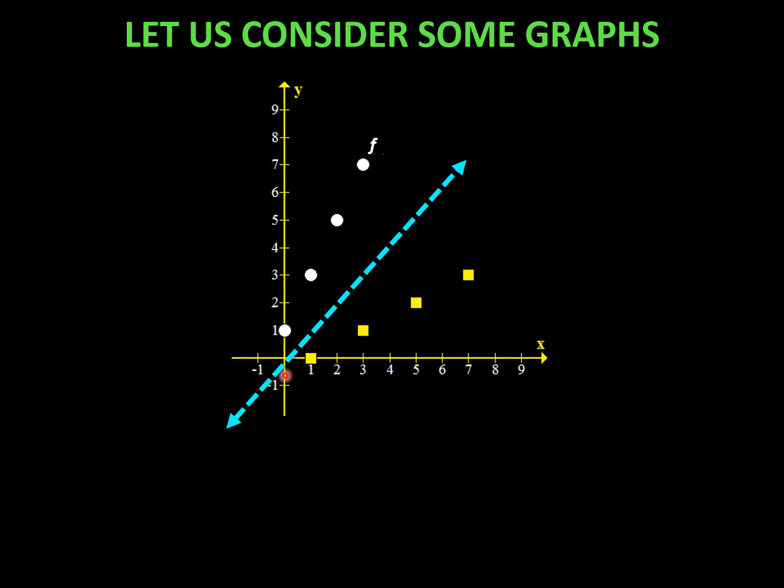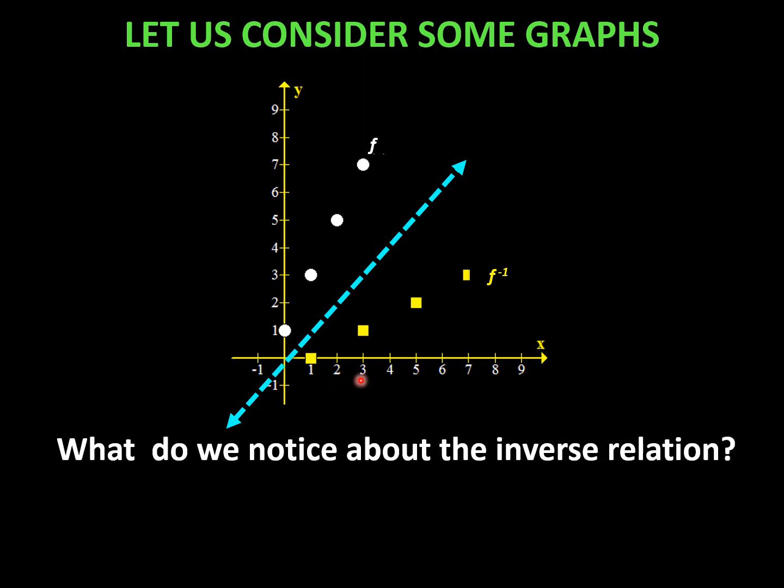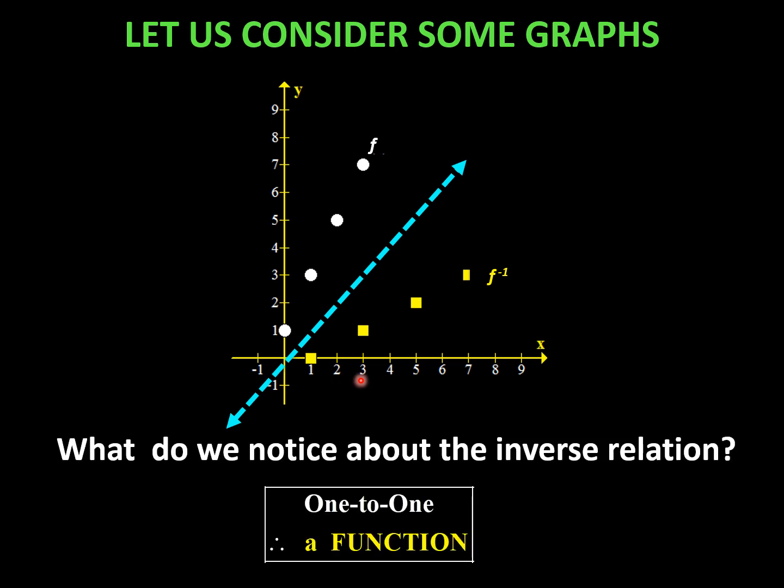So now, f was a function. Let's look at the inverse now. See, there's the inverse. So now we need to check the inverse. 1 y for 1 x, 1 y for 1 x, 1 y for 1 x, 1 y for 1 x. So the inverse is also representing a function. It's 1 to 1, so it also represents a function.